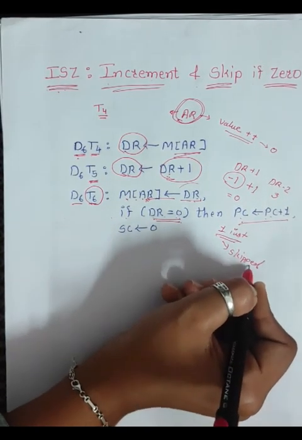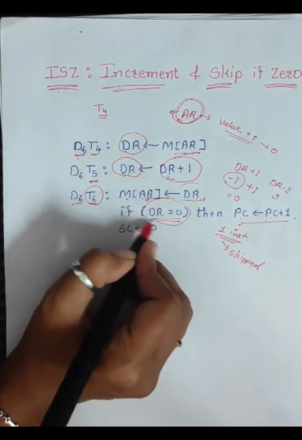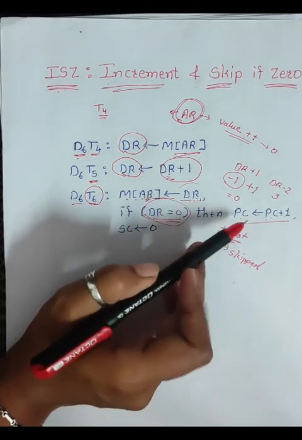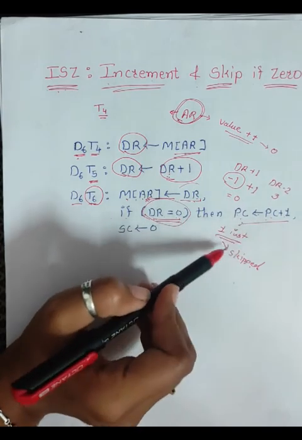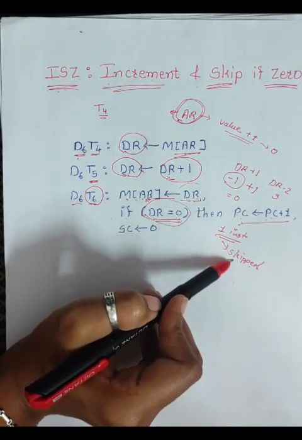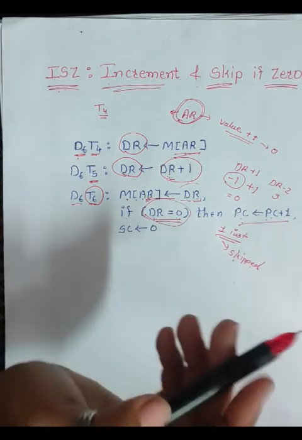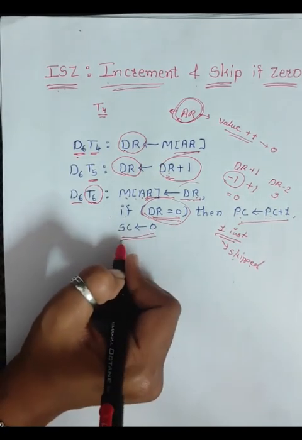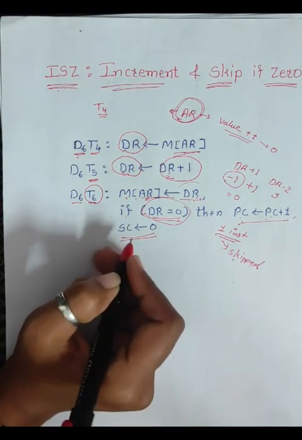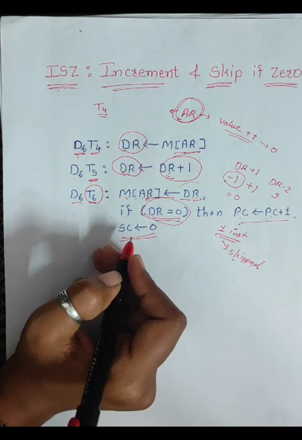right? But that is based on this condition. If the DR is 0, then and only then we'll do this PC plus 1 and the 1 instruction is skipped. Otherwise it will go as it is, right? And at the end we'll reset my sequence counter, right? So this is increment and skip if 0, right?